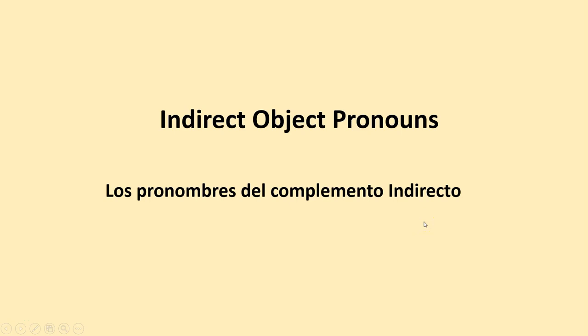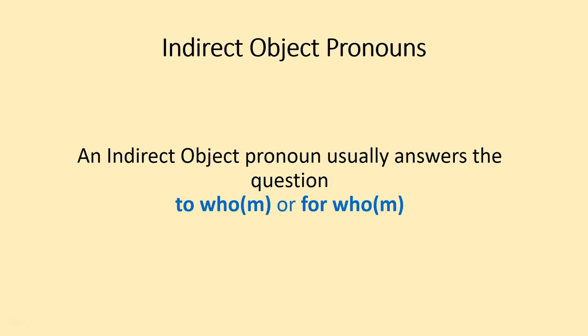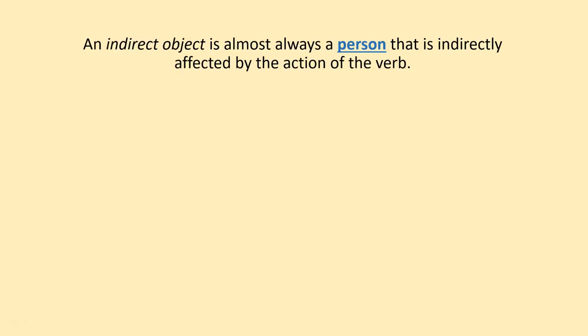Indirect Object Pronouns. Los pronombres del complemento indirecto. An indirect object pronoun usually answers the question to whom or for whom an action is being done. An indirect object is almost always a person that is indirectly affected by the action of the verb.